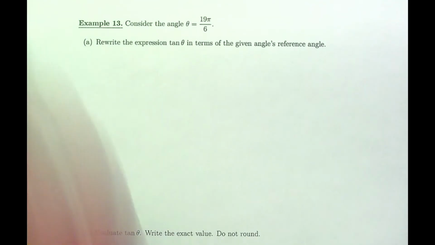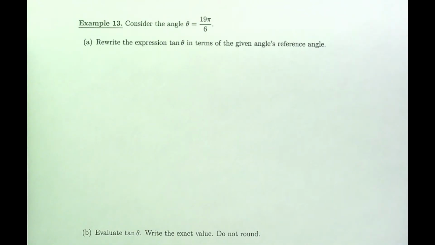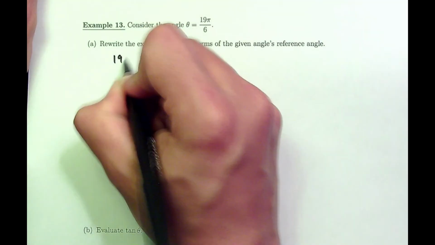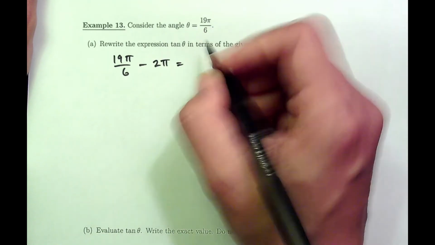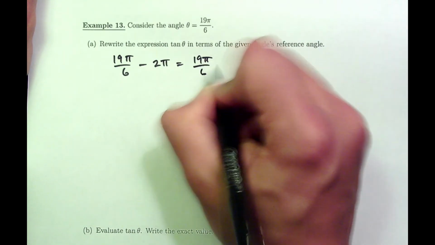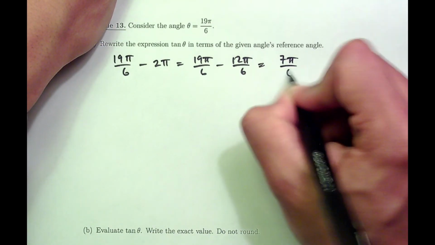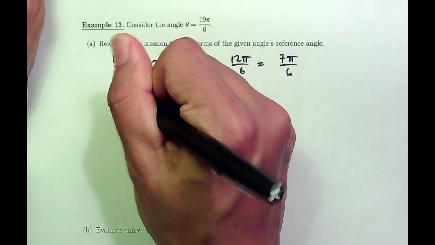Okay, so first thing we want to do is find the reference angle. 19 pi over 6, that's bigger than 2 pi. So that 19 over 6 is bigger than 2. So that angle is too big. We need to bring it down by finding a coterminal angle first. So bring it down by subtracting 2 pi. And this is then going to be 19 pi over 6 minus 12 pi over 6, which is 7 pi over 6. Okay. 7 over 6 is smaller than 2, so that's smaller than 2 pi. Okay, so that means we're now in a good place.